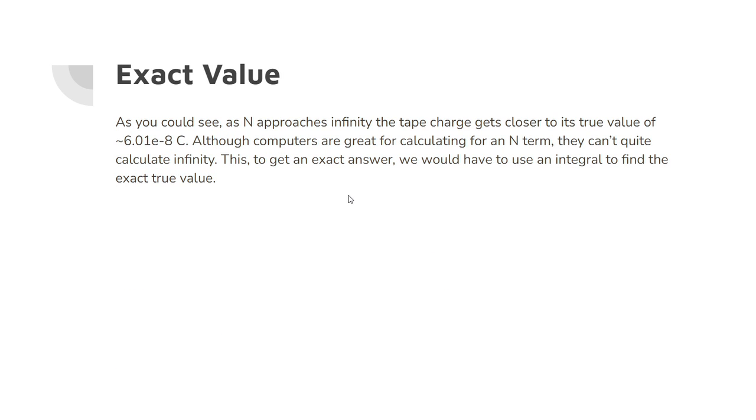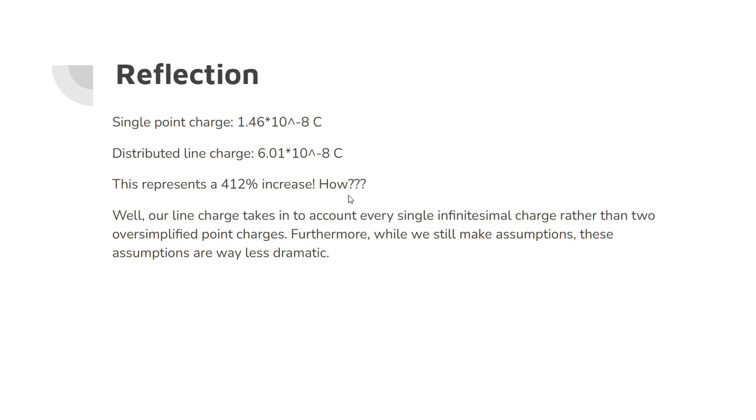See, now, computers are great for calculating an interim, but they can't find infinity. So if we wanted to compute an exact value, we'd have to use an integral, which, I mean, you guys go to Georgia Tech, that's not the most mind-blowing thing in the world. So by using an integral, we'd be able to take every infinitesimally small piece of charge.